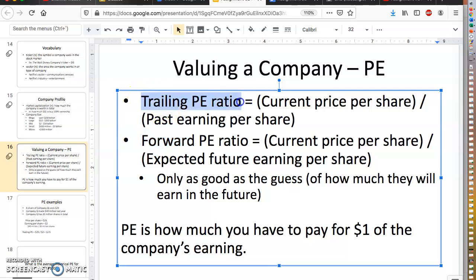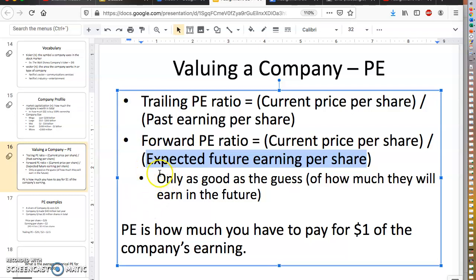So the way you calculate the trailing PE ratio is you get the current price per share for a particular company and then divide by how much in the past, let's say 12 months, they've earned for each share. The forward PE ratio is similar. You take the current price of their shares, but then you divide by how much you expect them to make in a year in the future. Or maybe you might take the next 5 years going forwards average.